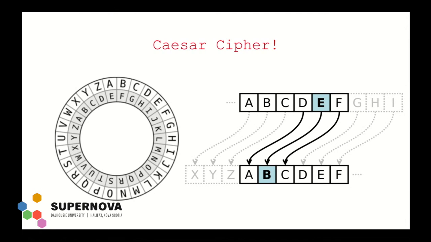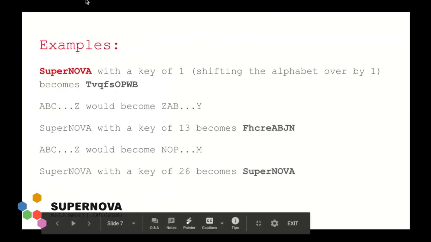So if the key was 1, so the key is the amount of times that you shift it over, A would become B, C would become D, etc. And then it would loop back around and Z would become A. It's pretty simple. It's a very basic cipher. I'll show you some examples to make sure everybody kind of gets it.